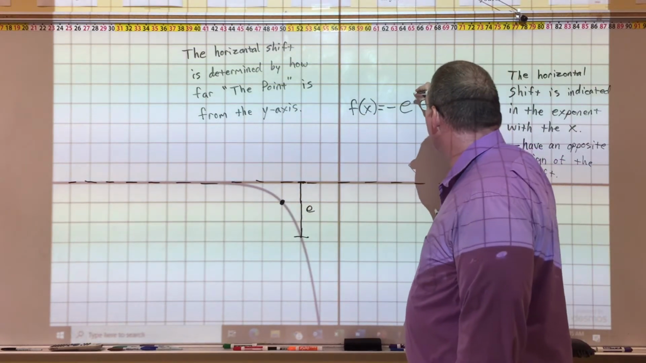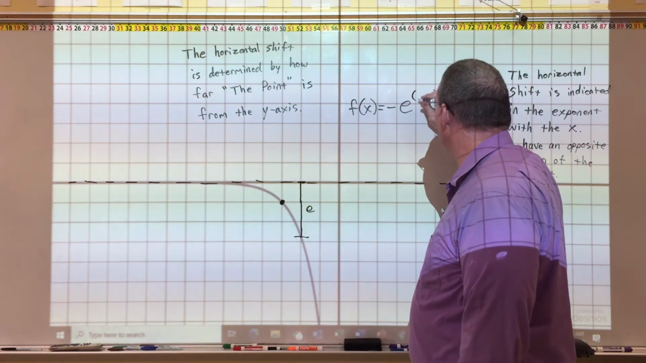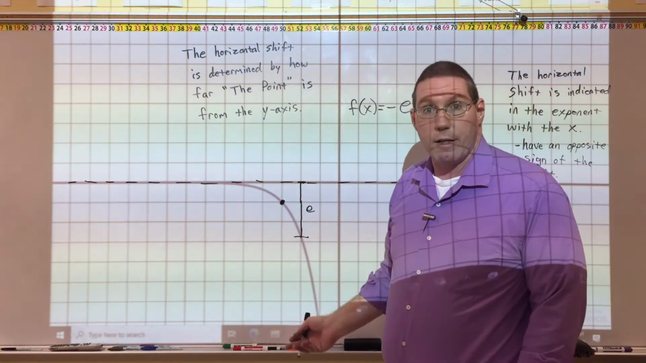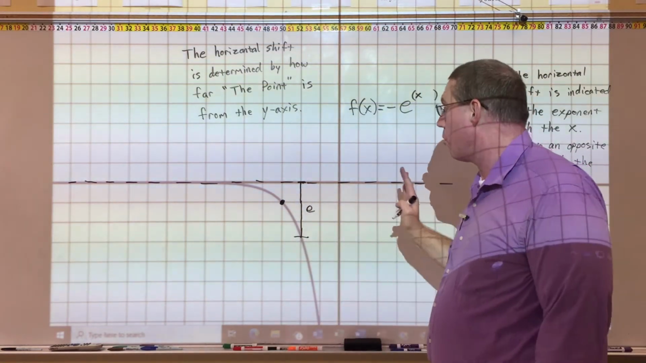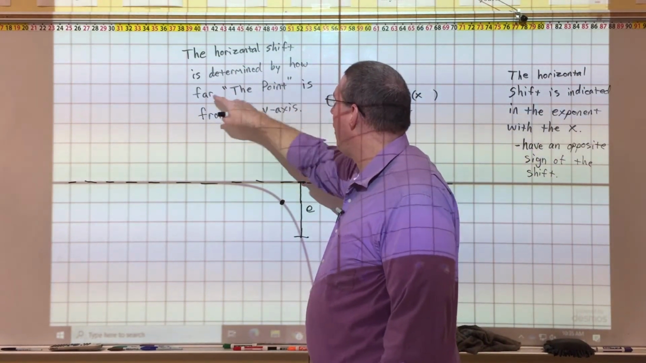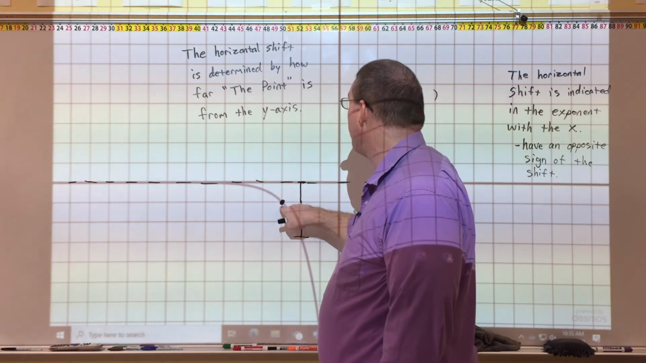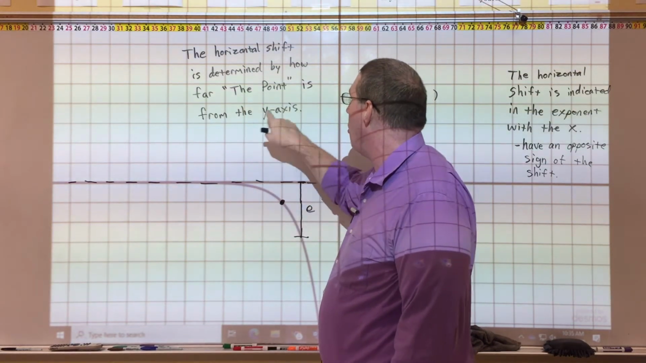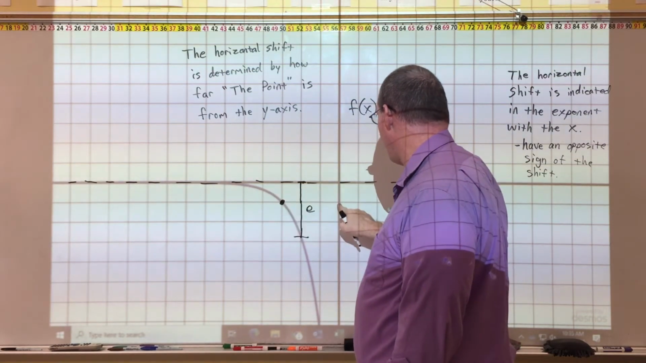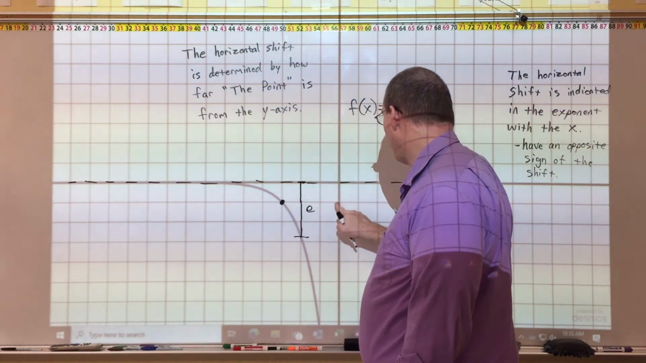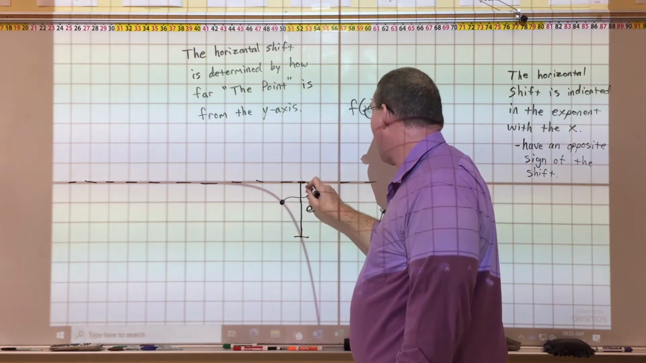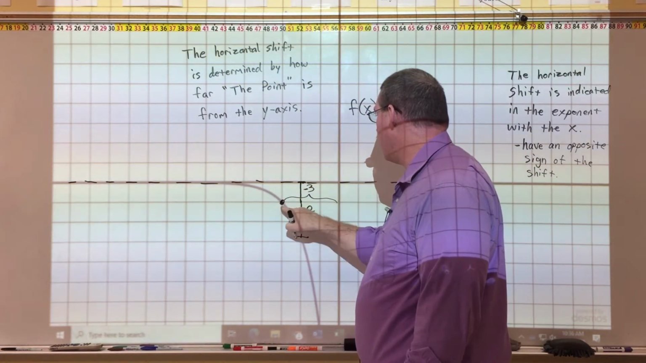What we do need to know is, what is the exponent going to be? We know it's going to have an x in it. It's going to be either x plus something or x minus something. And it depends on the horizontal shift. Well, this says the horizontal shift is determined by how far the point, which is right here, how far is the point from the y-axis? Well, here's the y-axis. All right, well, how far over is this from here? 1, 2, 3. So it's a distance of 3. But it's back 3, right? So it's like this is at negative 3.